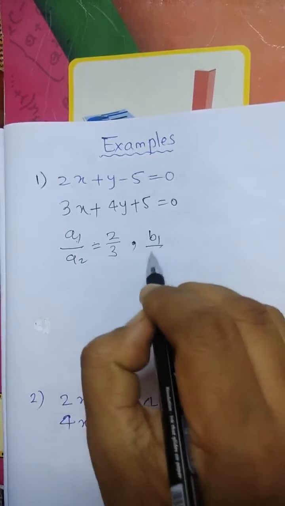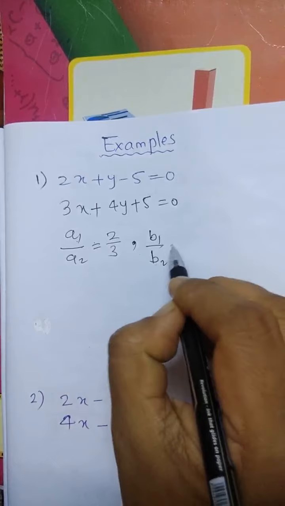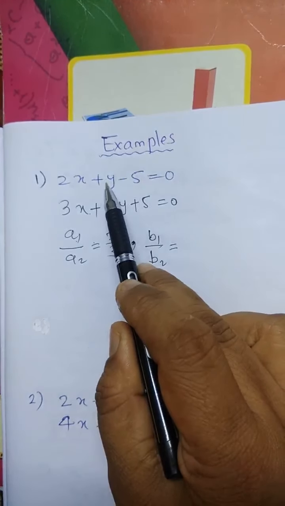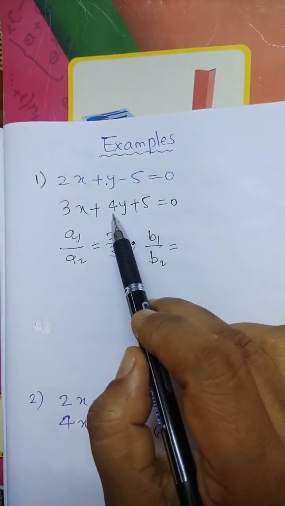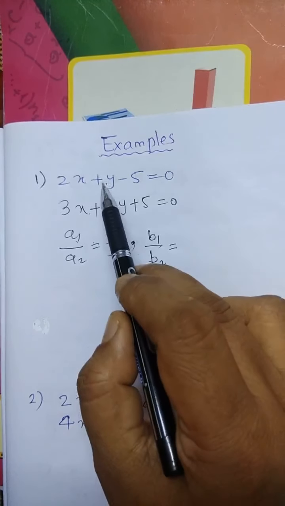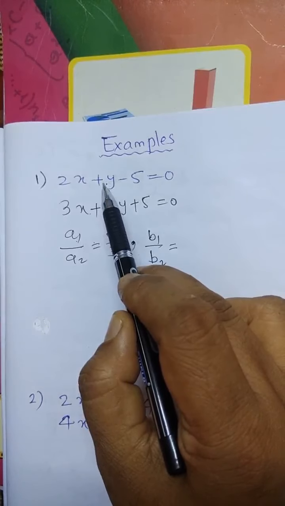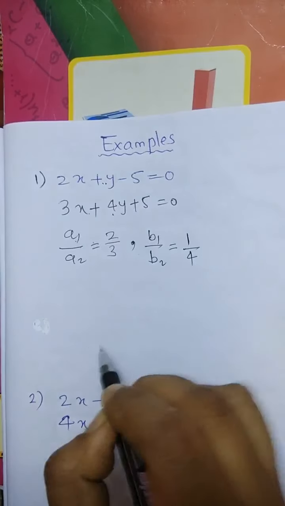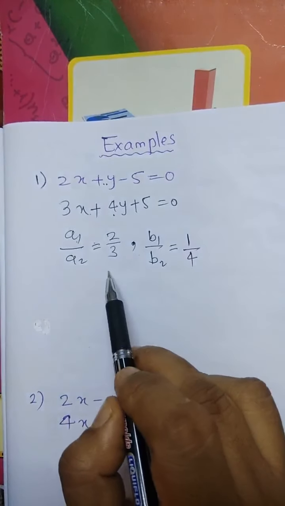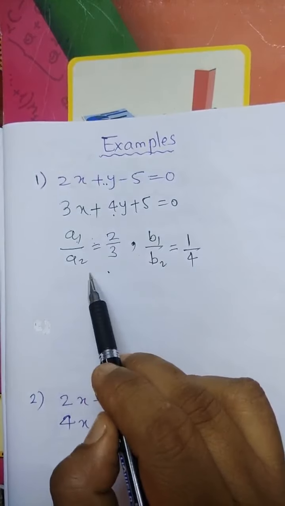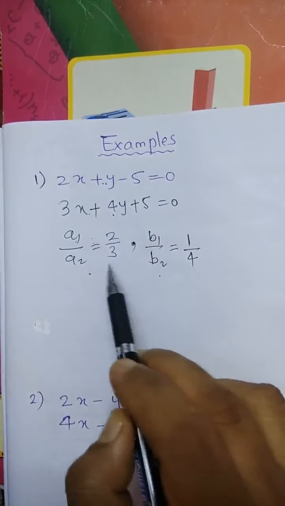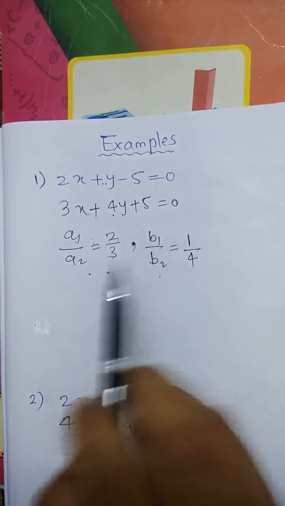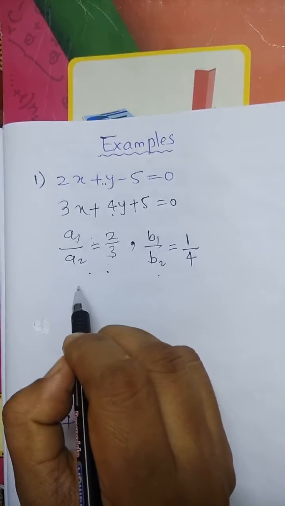Now b1 upon b2. What is b1 upon b2? b1 is the coefficient of y in the first equation and b2 is the coefficient of y in the second equation. So here, where there is no number, what to take? Yes, you have to take 1. It will be 1 by 4. So what do you observe from that? Do you observe that a1 upon a2 is not equal to b1 upon b2? Their values are different, 2 by 3 and 1 by 4. They are not equal.